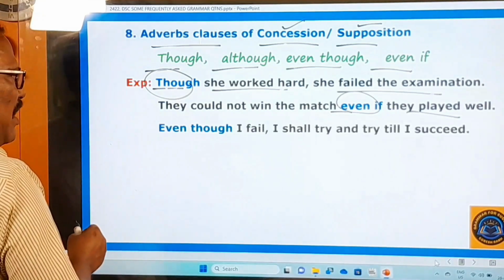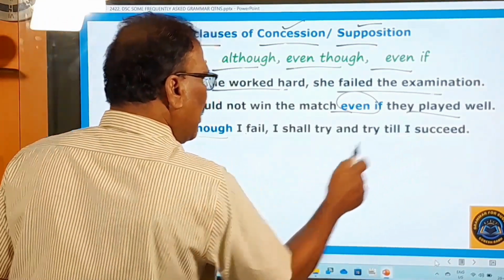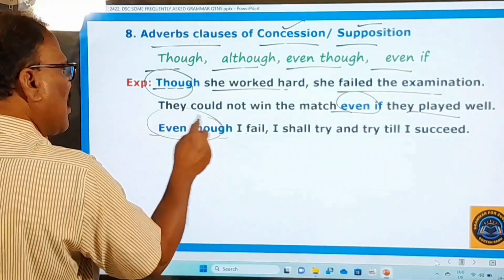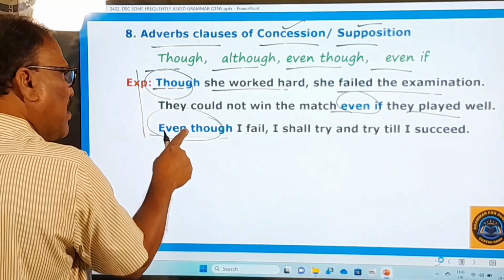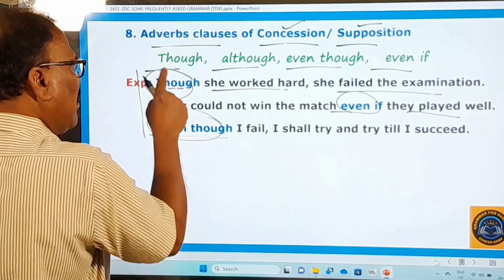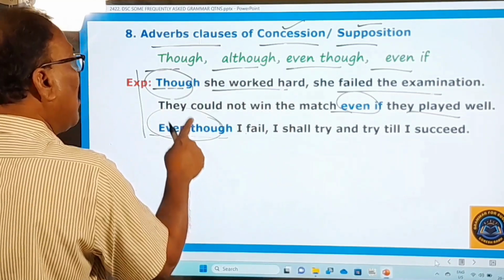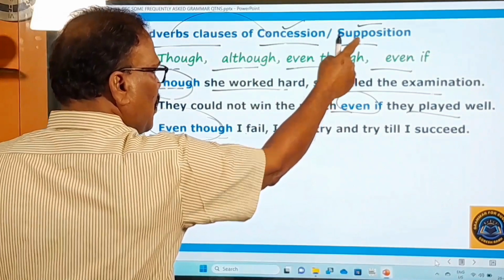One more example I would like to give you. Even though I fail, I shall try and try till I succeed. So this even though is also a subordinating conjunction. In this way, in these three examples, these three subordinating conjunctions are used, and these three subordinating conjunctions are introducing adverb clauses of concession and supposition.